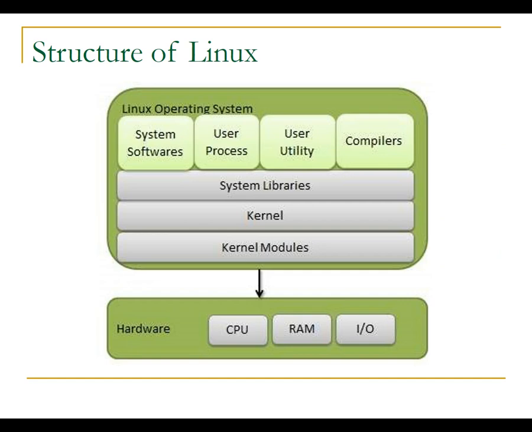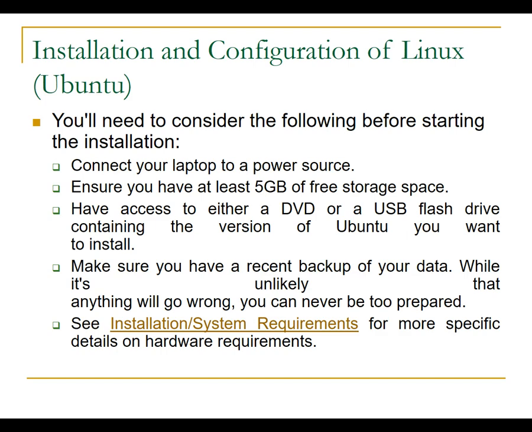This is the general structure of Linux, where system software, user processes, user utilities and compilers are there, which all communicate with the kernel through system libraries. The kernel has kernel modules which interact with various hardware like CPU, RAM and input-output devices.